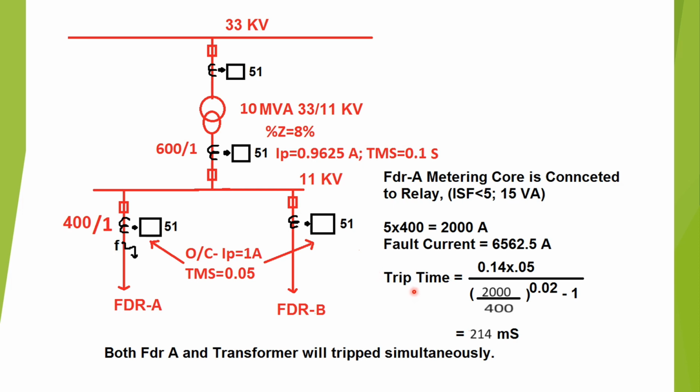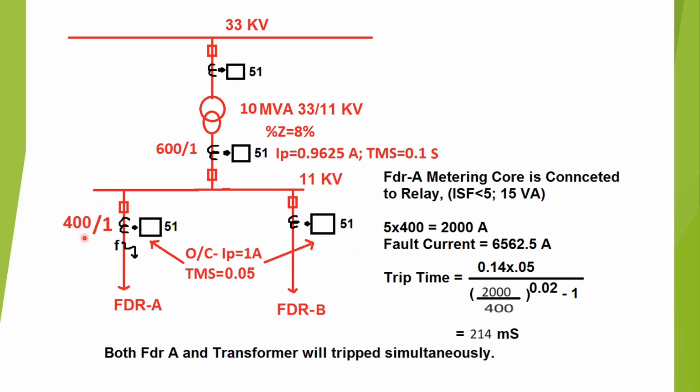So the trip time given by the relay under this condition is 0.14 into 0.05, which is the TMS of the IEC standard inverse curve provided in the overcurrent relay, divided by PSM to the power 0.02 minus 1. Here the value of PSM is 2000 by 400, or 5. So here the trip time comes as 214 millisecond.